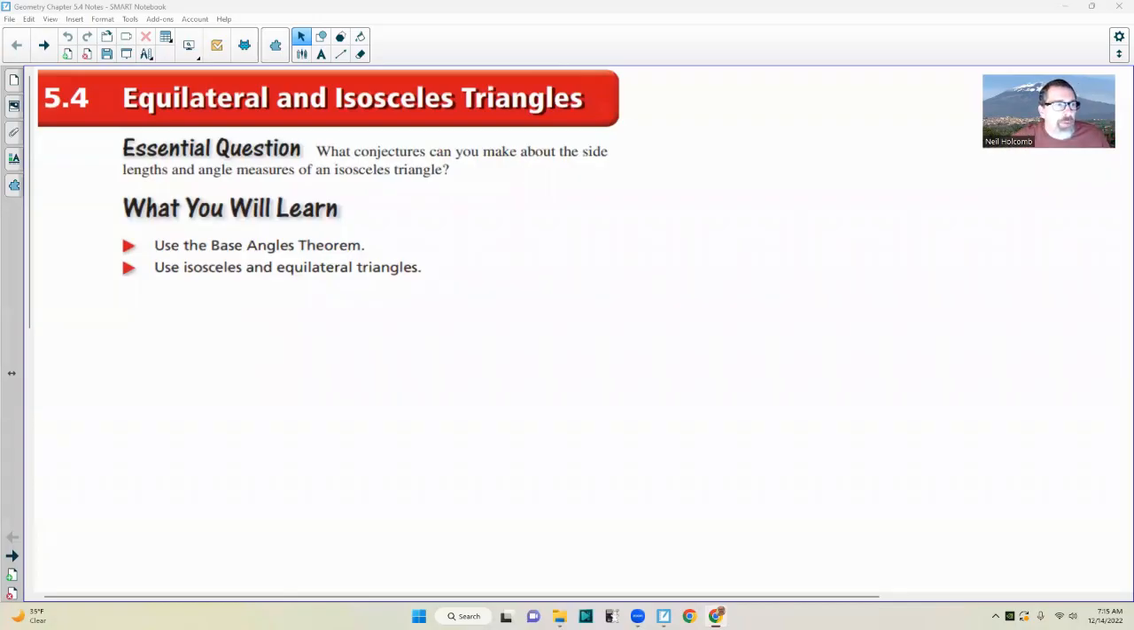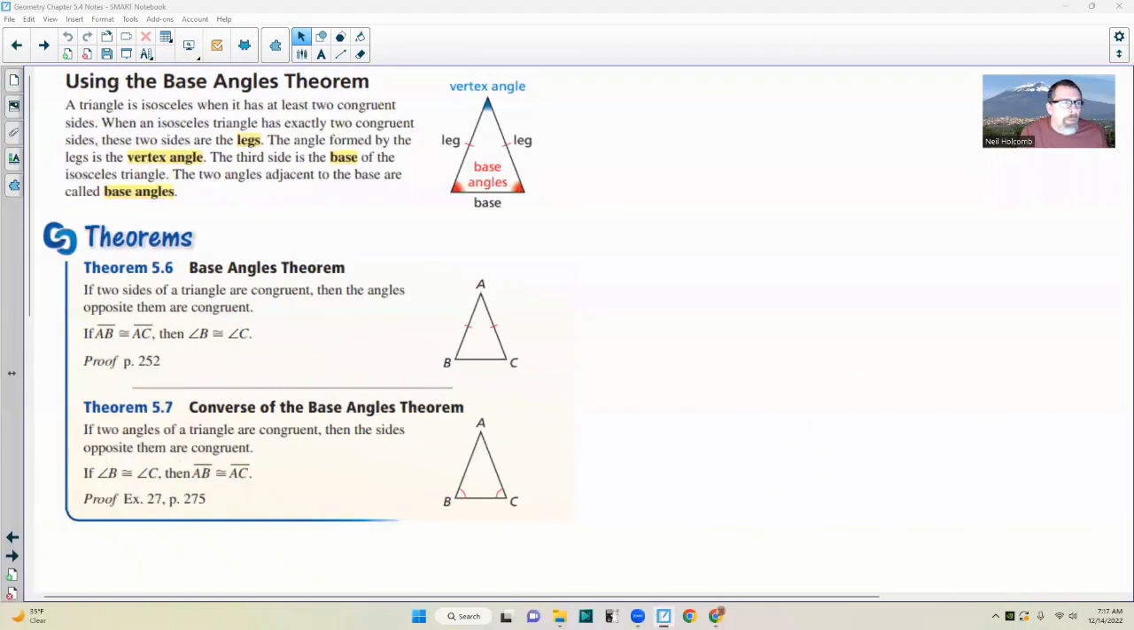Okay, this is chapter 5.4, Equilateral and Isosceles Triangles. The essential question for this chapter section is, what conjectures can you make about the side lengths and angle measures of an isosceles triangle? What you will learn in this chapter section is how to use the base angles theorem and use isosceles and equilateral triangles. So let's take a look at what they're talking about.